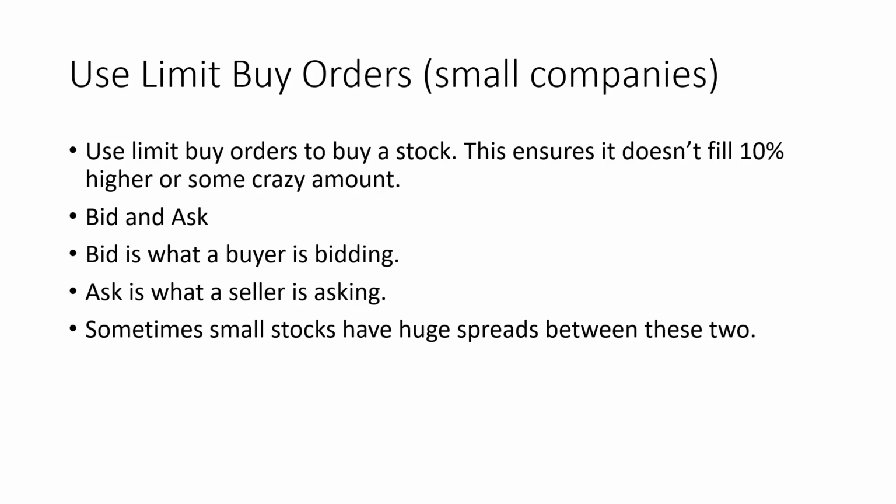Sometimes small stocks have these gigantic spreads between the bid and the ask. Sometimes you split the two, you put it in the middle, and it'll fill. That's what I've experienced. It's up to you what you want to do when you put your order in. But typically what I do is I try to split the bid and the ask, or I just go with the ask if I think it's a stock that's going to continue to move higher.